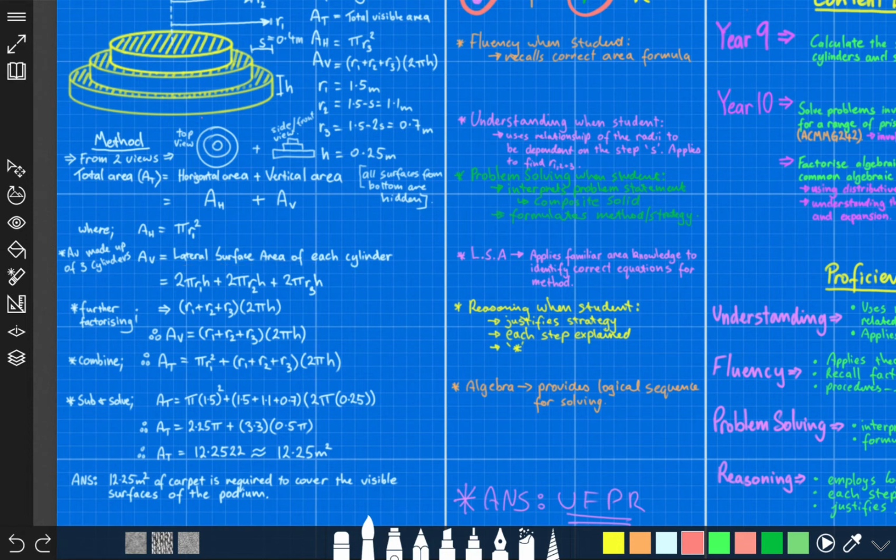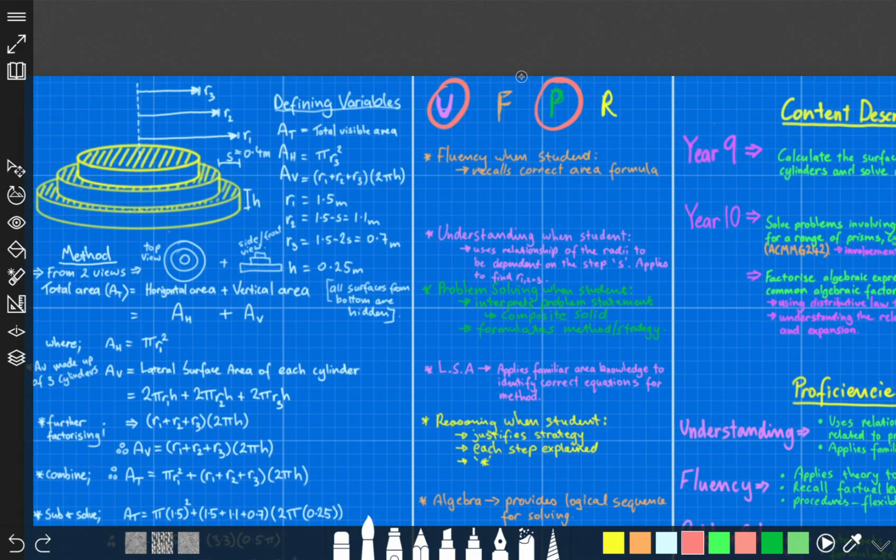We'll go fluency. So fluency, that's mainly demonstrated when they can recall correct area formulas and knowledge. So they correctly identify that the area of the horizontal, so the top view plane, will be the area of a circle, and they've correctly identified the right equations to use, so for both horizontal and vertical areas that they want to find.